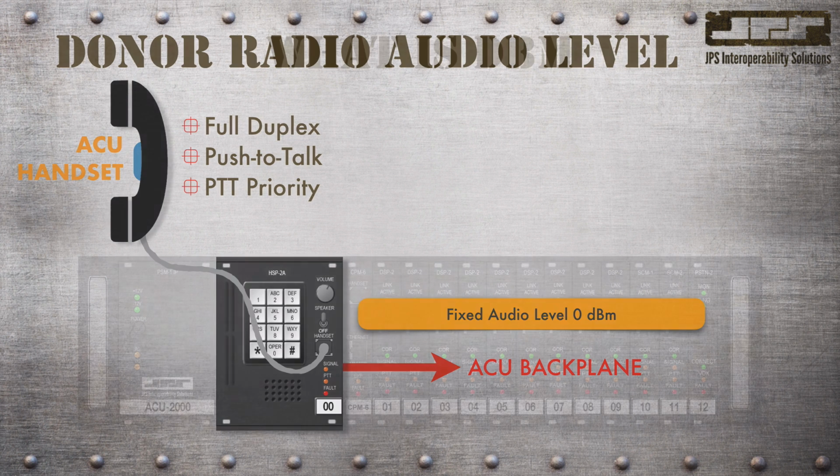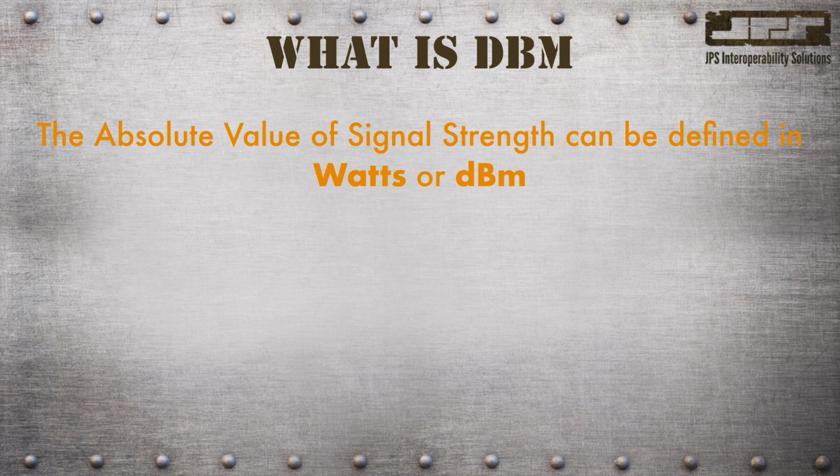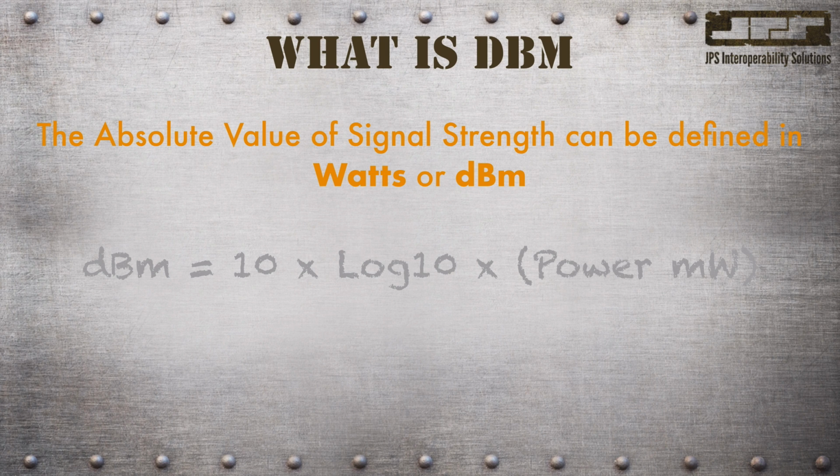Throughout the ACU Bootcamp series, we'll be referring to signal strength or audio power in terms of dBm instead of using watts or milliwatts. And if you're interested, dBm is 10 times the logarithm in base 10 of the power in milliwatts. dBm is a convenient way for engineers and technicians to express power levels when setting up equipment or troubleshooting, and it'll be easier for us as well.